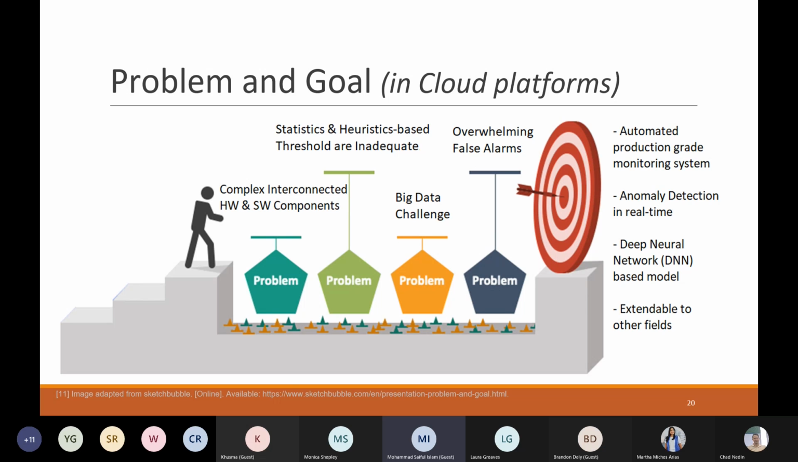Now let's talk about the problem and our goal in this particular cloud platform, the implementation example that I would like to share with you. As you know, cloud platforms under the hood consist of a complex interconnected stack of hardware and software components. Each of these components can fail, which may lead to an outage. In recent years, advanced and automated monitoring systems have been implemented in data centers. However, most existing monitoring systems still depend on statistics and heuristics from the observed health metrics. But such anomaly detection techniques are less effective in cloud environments due to the scale of cloud platforms and the rapidly changing nature of the workload.